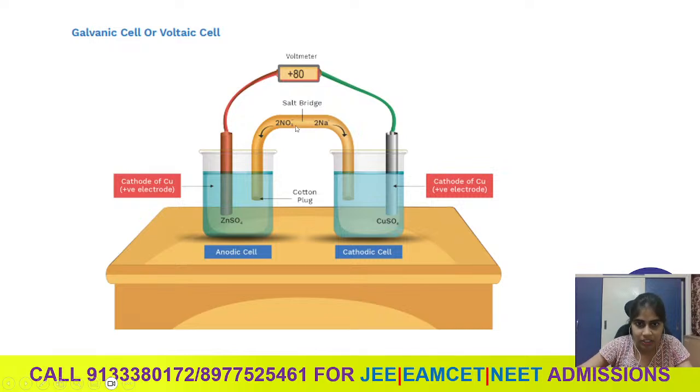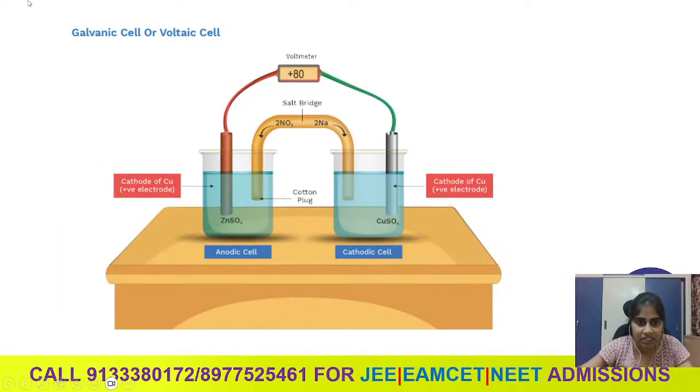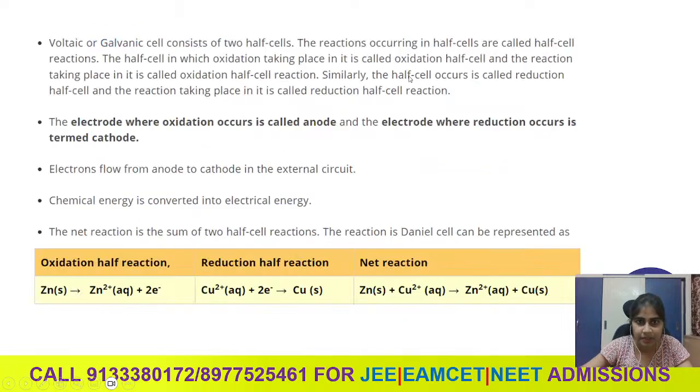Here when electricity is passed with the help of this voltmeter, there will be transfer of electrons. How this transfer of electrons takes place, we can see here. This voltaic or galvanic cell consists of two half cells. So these are the two half cells in which one part undergoes oxidation and one part undergoes reduction. The reactions occurring in the half cells are called half cell reactions, and the half cell in which oxidation takes place is called the oxidation half cell, and the one in which reduction takes place is called the reduction half cell.